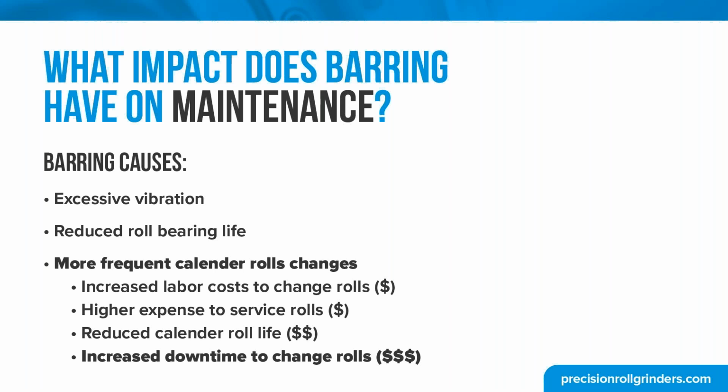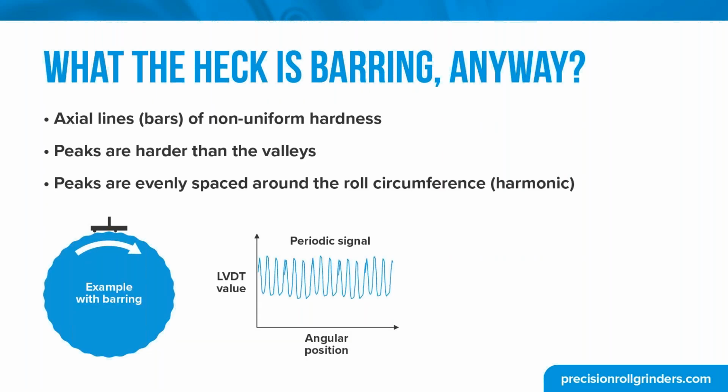And the biggest financial impact of frequent roll changes is the paper machine downtime to change the rolls. It takes many hours to change the rolls, and obviously you're not making paper during that time. So that's the impact that barring has on paper making and maintenance. Well, what exactly is barring anyway?